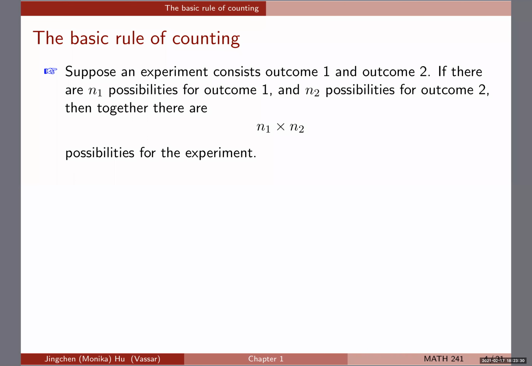The key here, as you can see, is that you have two outcomes, okay? And then for each outcome, you have a different number of possibilities. And more importantly, the experiment consists of the two outcomes, right? You have to have the two outcomes together in order to finish this experiment. So because of that, you are multiplying these two together, okay?